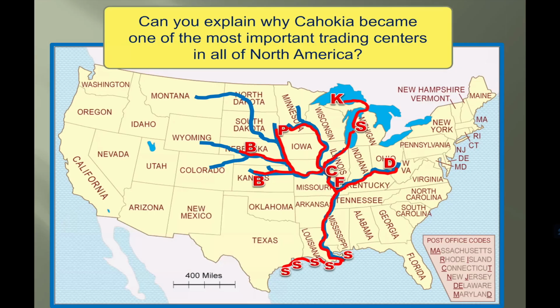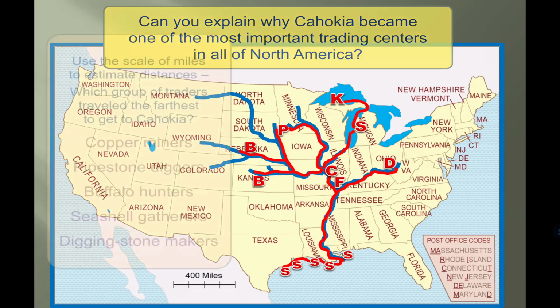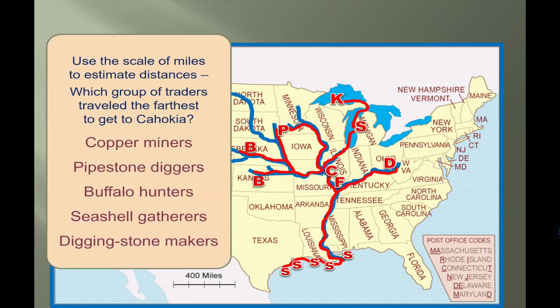Can you explain now, in a paragraph, why Cahokia became one of the most important trading centers in all of North America? And this was where all of these things were brought together. And then some of them were taken up the river to Chicago and then over to Schrumpf Stump, where we got all of the information that helped us put this map together.